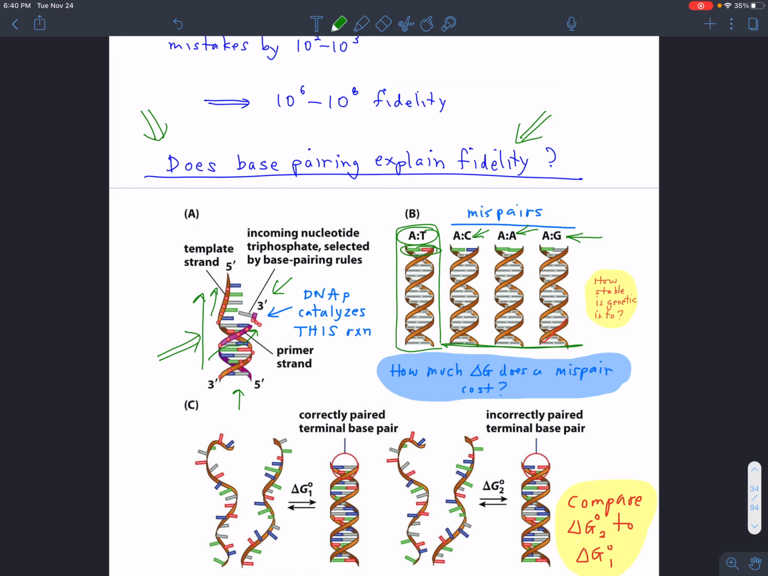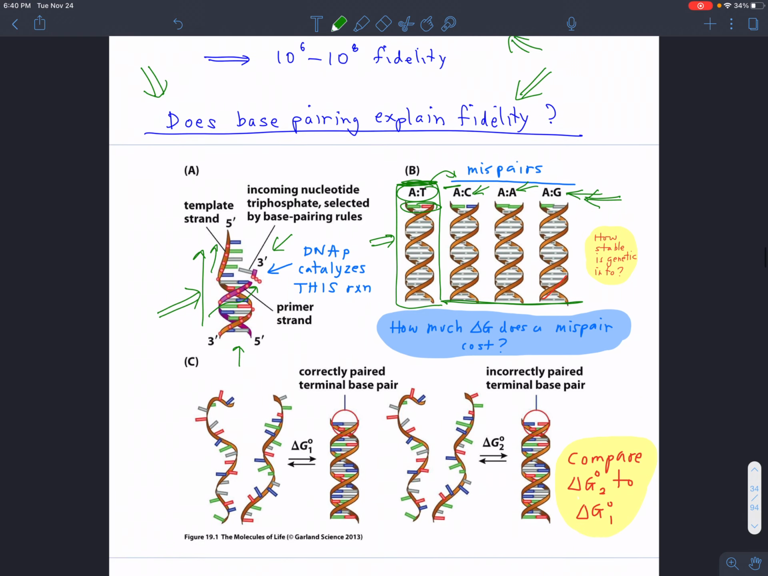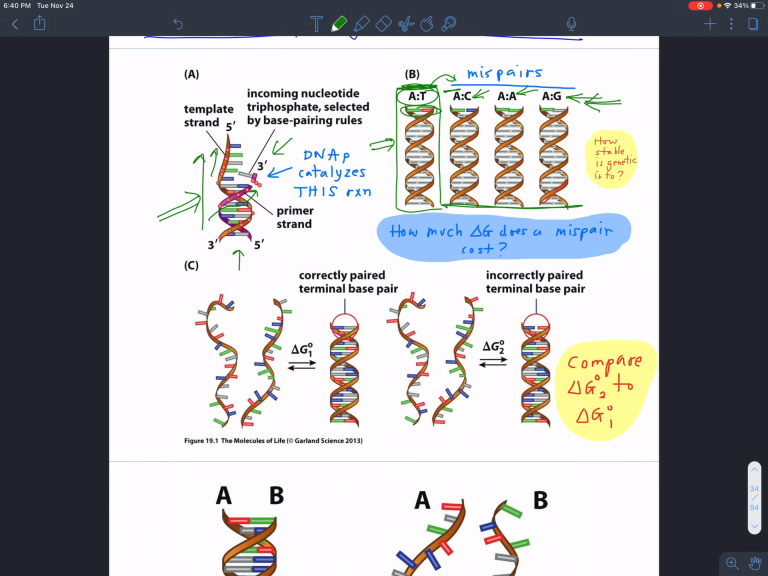And the question is, is there enough thermodynamic free energy difference between this guy, the correct guy, and these guys to explain this very high fidelity rate? Maybe it just happens that creating this mispair is so thermodynamically unfavorable, has high enough delta G compared to the correct pair, that it explains the fidelity on its own. So how can we answer that question? Is the free energy difference between these guys high or small?